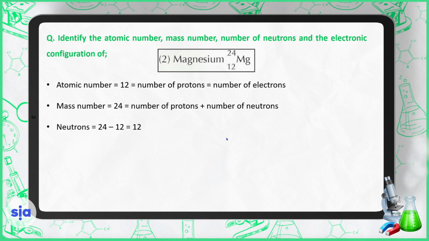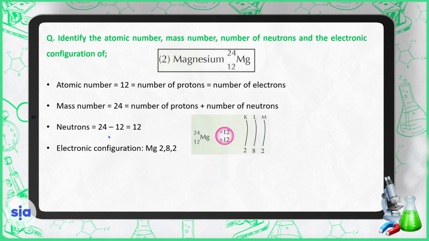We can calculate neutrons by subtracting the atomic number from the mass number. So 24 minus 12 equals 12. The electronic configuration is 2, then 8 in the L energy level, and then 2 electrons only in the outer energy level.